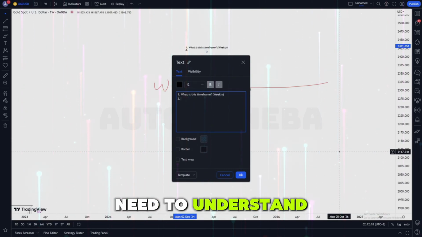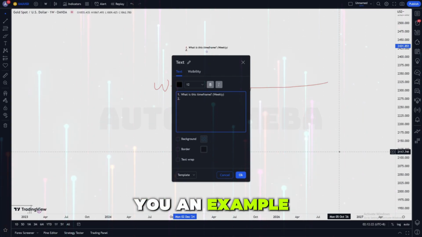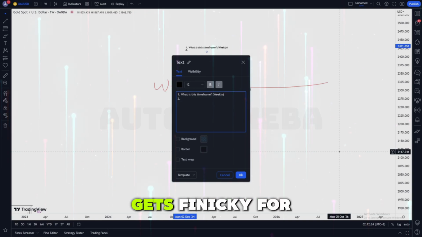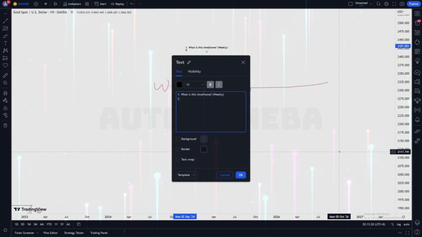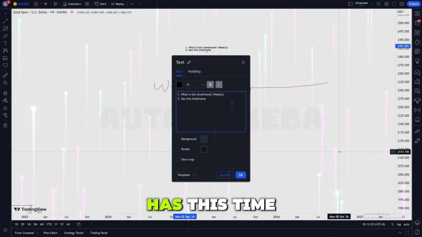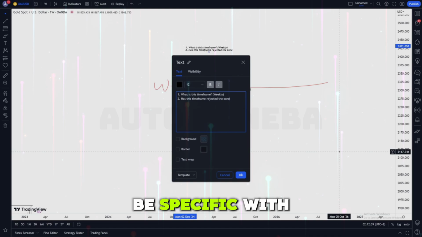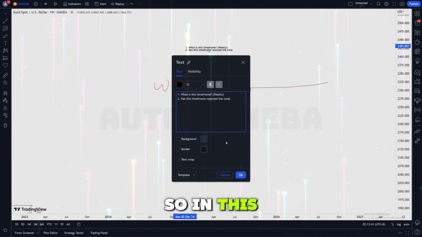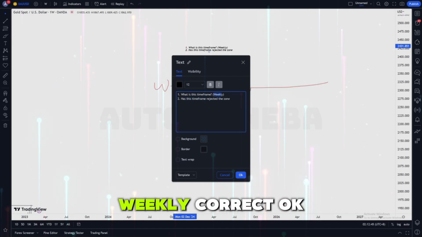Second thing we need to understand, we need a weekly reject weekly. I'll give you an example of what that looks like. Hold on, this is where it gets finicky for you guys. So simple. Second thing is this: has this time frame rejected the zone, we'll say? I'm trying to be specific with you guys. Has this time frame rejected the zone? This time frame is weekly, correct?